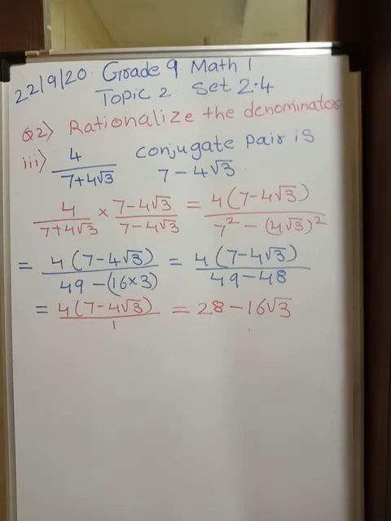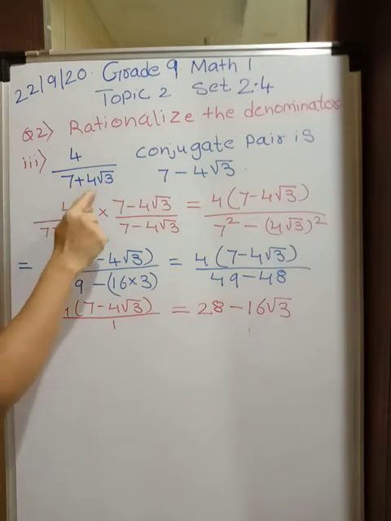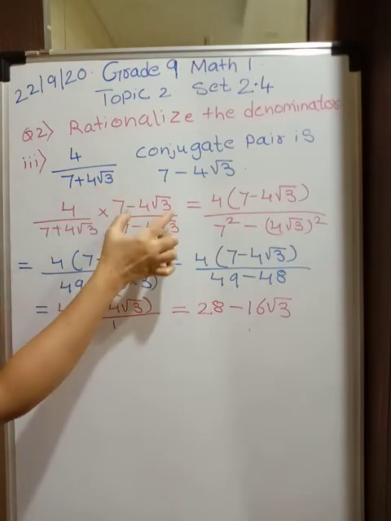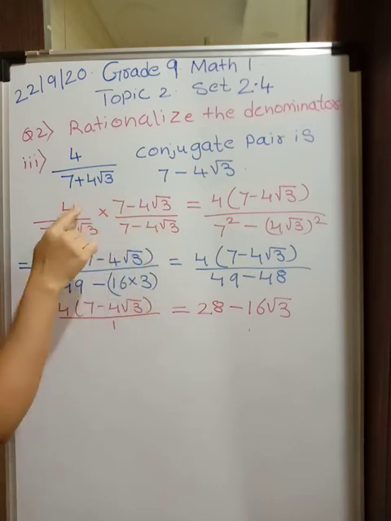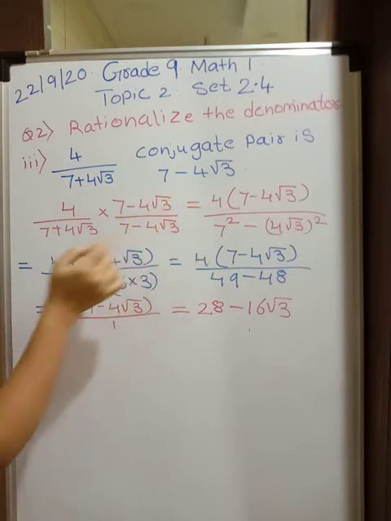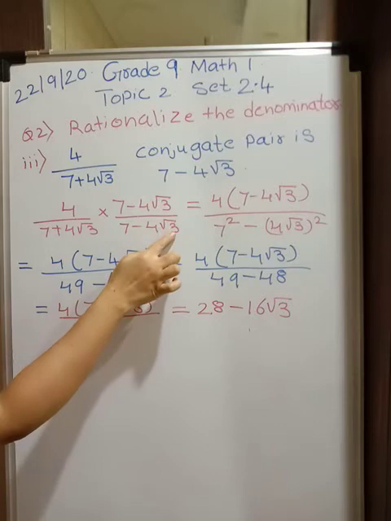Look at the third problem: 4 upon 7 plus 4 root 3. What is the conjugate pair of this? 7 minus 4 root 3. So I am multiplying with its conjugate pair both numerator as well as denominator. In the numerator I get 4 into bracket 7 minus 4 root 3, and in the denominator 7 plus 4 root 3 into 7 minus 4 root 3.